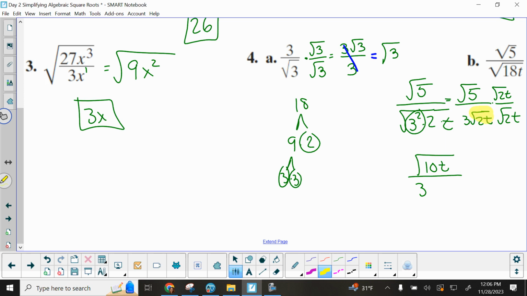And now remember, when I multiply radical 2t times radical 2t, I'm going to get 2t. So radical 10t over 6t. Remember, I cannot simplify or divide out the radical 10t with the 6t because radical 10t is in the radical. It is radical 10t. It's not just 10t. So this is my final answer.